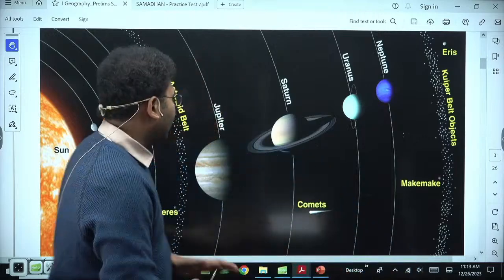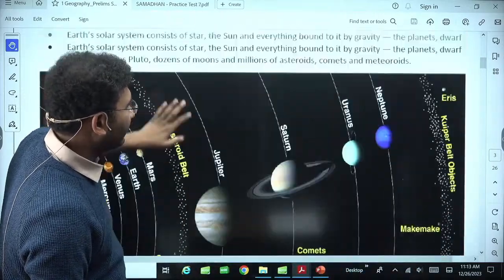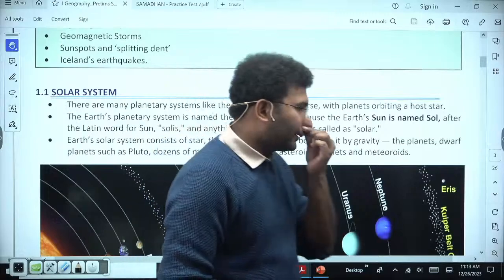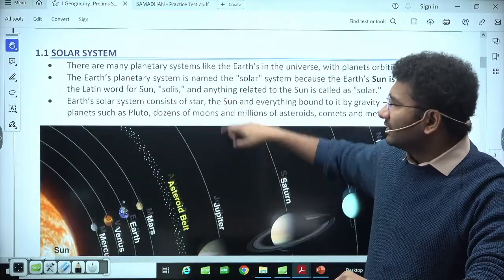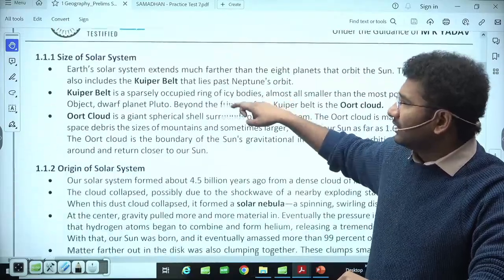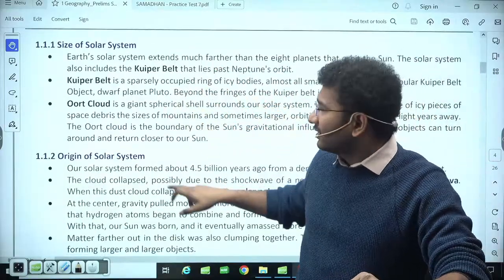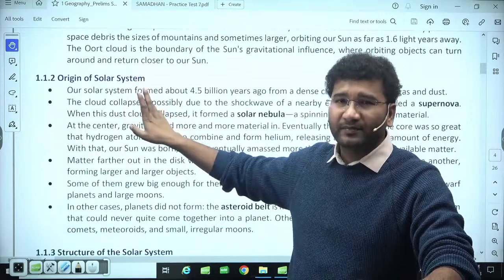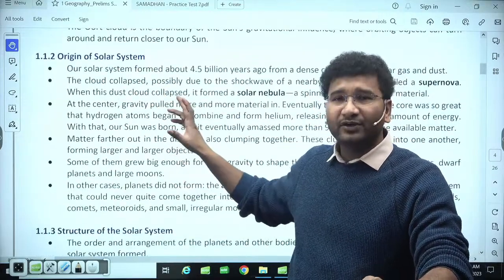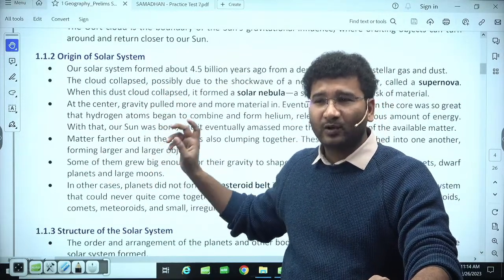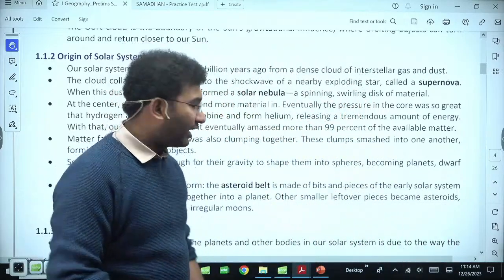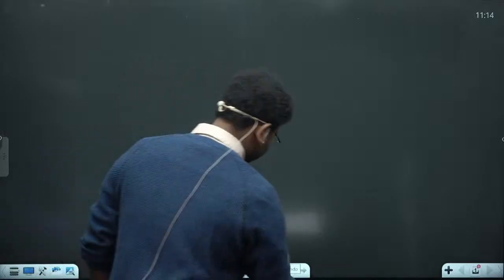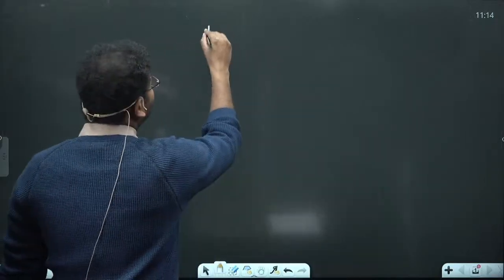Now let's try to understand this. First, the content that is given to you says what is sun, it is already written here. And after this, the size of the solar system is written here, and then the origin of the solar system. So we directly jump into the concepts of the origin of the solar system. How did this origin take place? Now to understand this origin, you definitely need to have an understanding about one theory that is known as Big Bang theory.